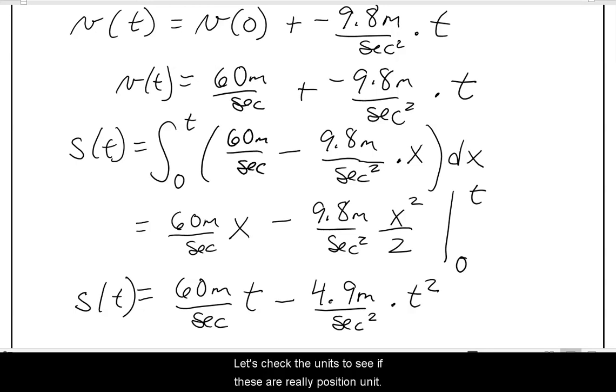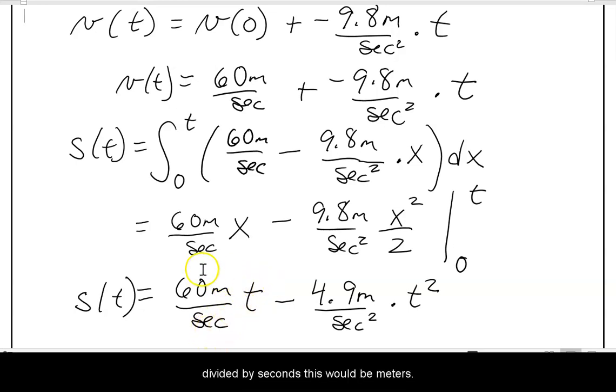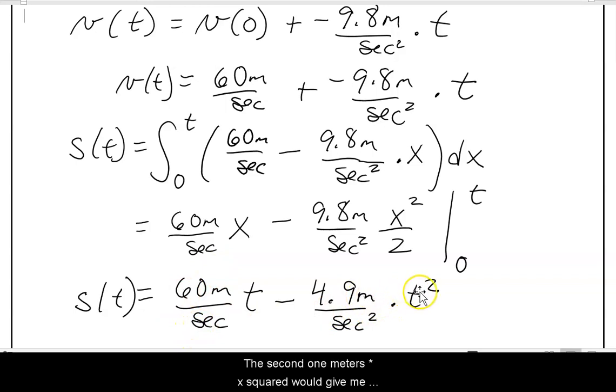Let's check the units to see if these are really position units. Meters per second times time would give me meters times seconds, divided by seconds, which would be meters. In the second one, meters per second squared times t squared would give me meters times seconds squared, divided by seconds squared, which is also going to give me meters.